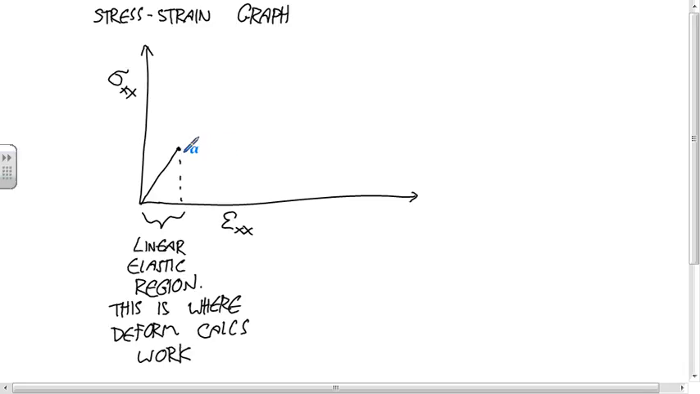Once it gets to this point, and I'm talking about a metal, probably other engineering materials have similar graphs, with little changes in how steep things are, it'll start to tail off like this. So it'll start to become nonlinear. And then finally it'll reach this point called the yield point. And then finally it'll fracture.